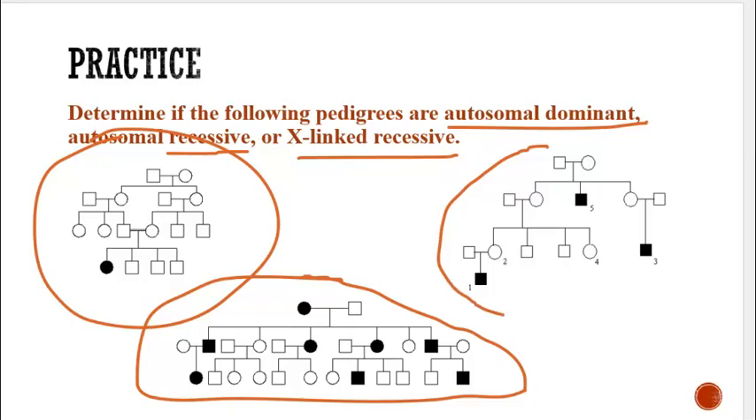And in this one, if you notice, the shaded in are only males. So most likely it's going to be X-linked, because males are far more likely to be affected by an X-linked disorder than females are. Since the only ones shaded in are males, most likely it's an X-linked, probably recessive disorder. All right, so hopefully this helps your understanding. Once again, keep practicing.